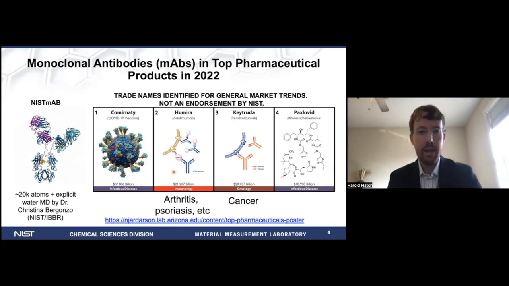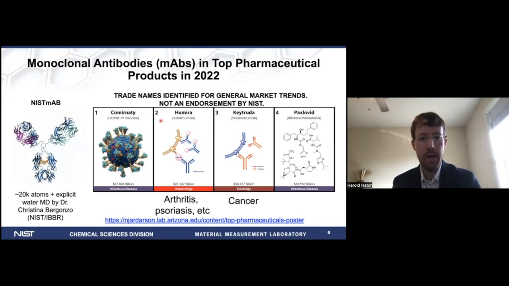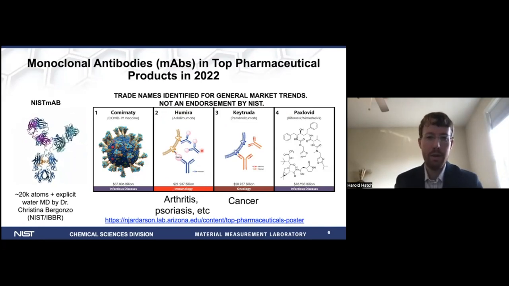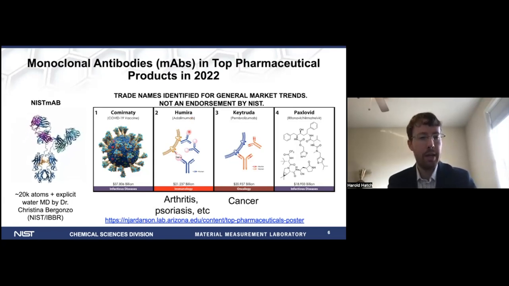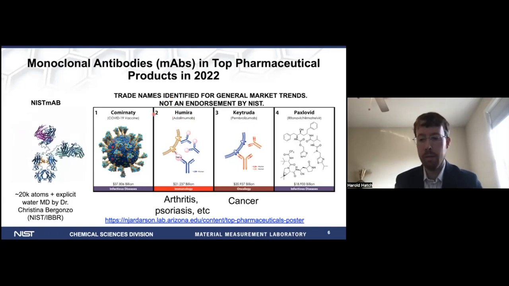And if you look at pharmaceuticals just in general and rank them by sales, you'll see that antibodies make up almost half of the top pharmaceutical products. Here's a couple of examples. And they're used to treat things like cancer, arthritis, psoriasis, and asthma. So they're very important in industry, and they're very large complex molecules. We'd like to be able to understand them better and simulate them and help with screening pharmaceutical candidates.